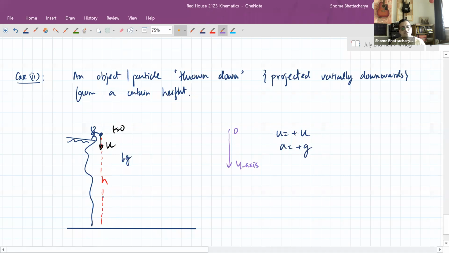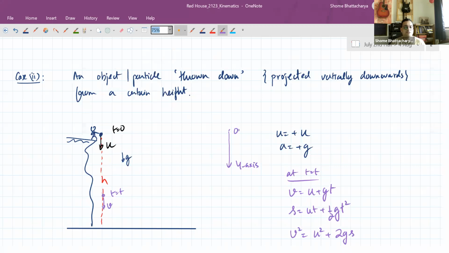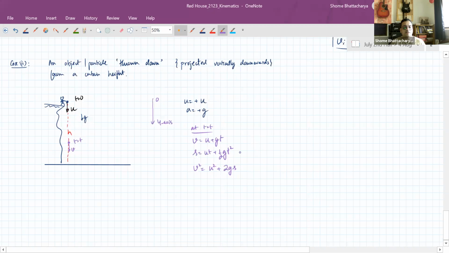So after some time, if the object has reached here, let's say its velocity being v and its displacement from here to here being s, so we can say that this time v will be u plus gt and s will be equal to ut plus half gt square, and v square will be equal to u square plus 2gs. So these will be the corresponding three equations, and we won't write direct formula. Instead, for numerical problems, we'll solve using this. Okay. So let's look at a direct example first.